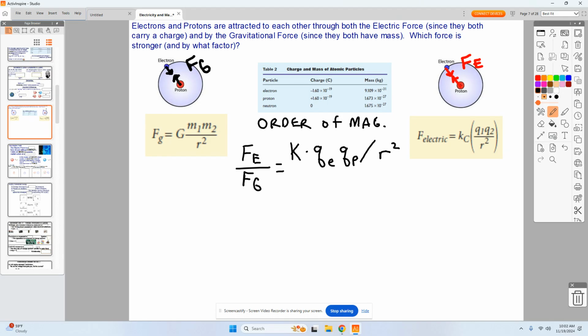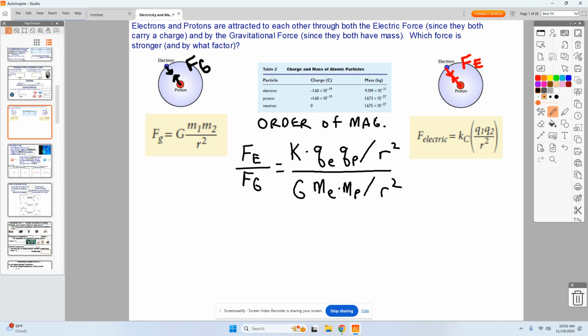Now, I want to do the same thing and divide that by the gravitational force, which is here. So all I'm doing right now is just writing down what these things represent. The electron has mass, the proton has mass. The electron has charge, the proton has charge. So all I'm doing is just doing a comparison there.